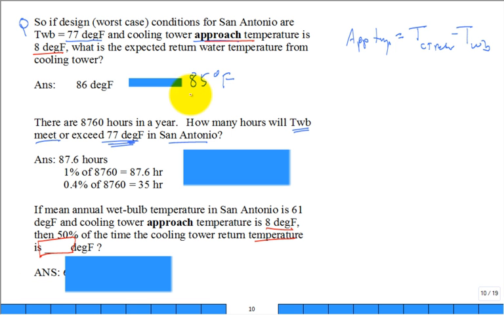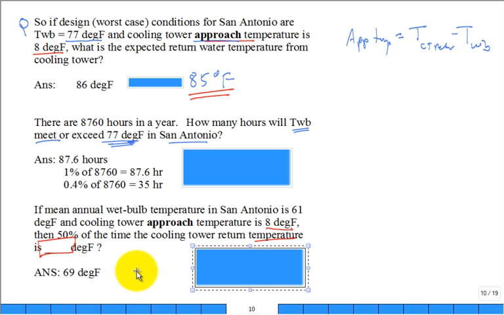So you're designing to bring it back at 85. But today, it's a lot lower than 85. And why is it lower? Because the wet bulb temperature of the air outside is a lot lower. That water is going to come back a little bit under 70 degrees F.